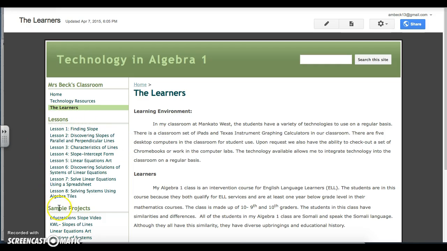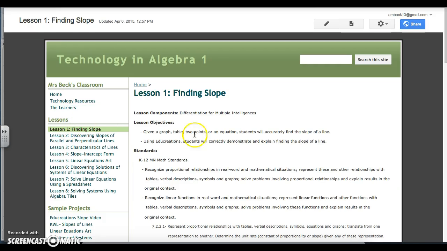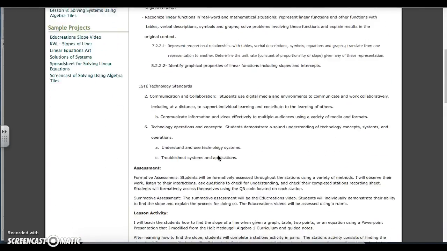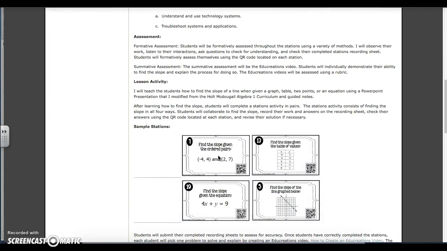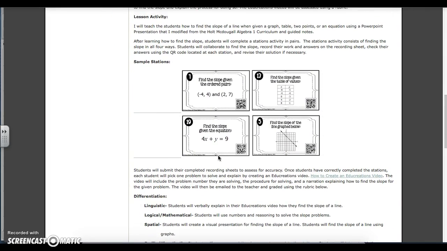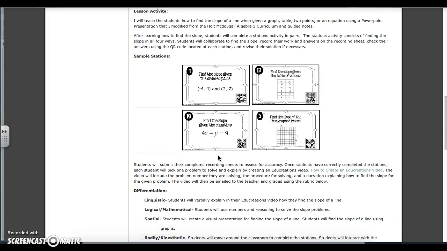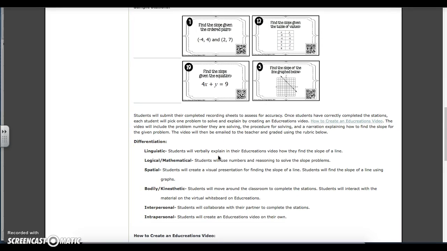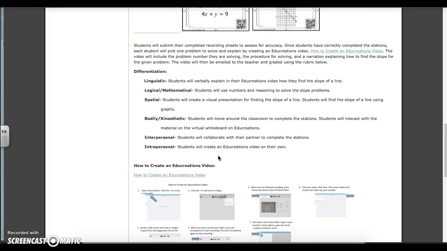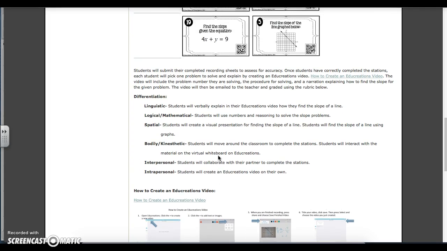Then the next portion, or the majority of this website, includes the 8 lessons that I created for this unit. Each lesson, if you click on it, includes the components, objectives, standards, assessments, and activities, as well as samples of what the students will be doing in each lesson. This first lesson uses stations and an educreations video to teach the students how to find slope using tables, graphs, equations, and points.